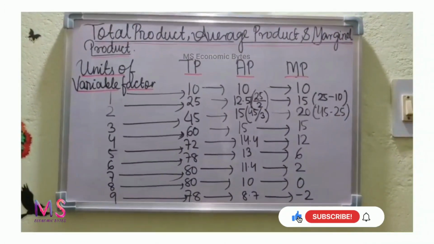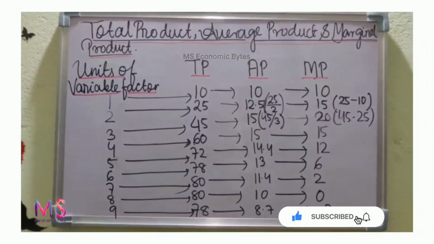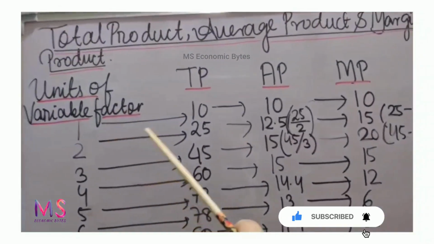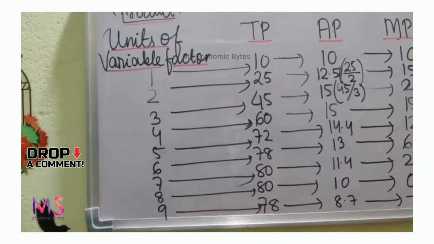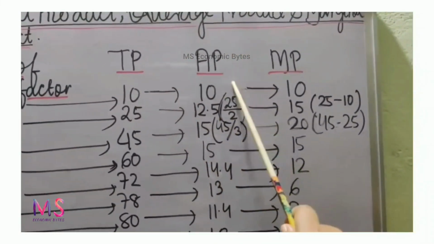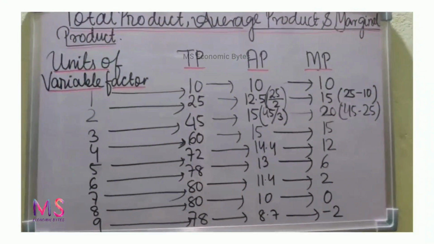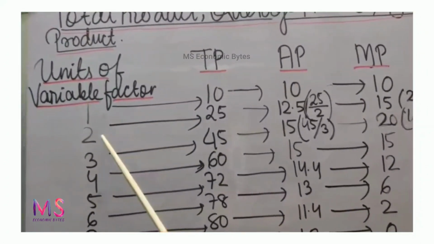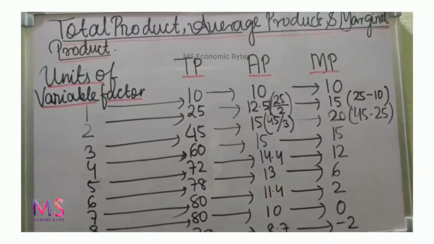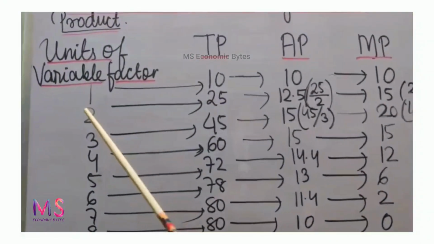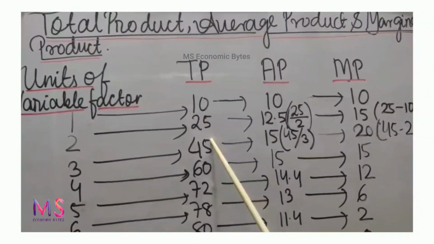Now let me explain total product, average product and marginal product through this simple table. See, here I have written units of variable factor: 1, 2, 3, 4, 5 up to 9. Then I have written the total product, average product and the marginal product. By employing the first unit of variable factor, your total product, average product and marginal product is 10. For the second unit of variable factor, your TP increases from 10 to 25.